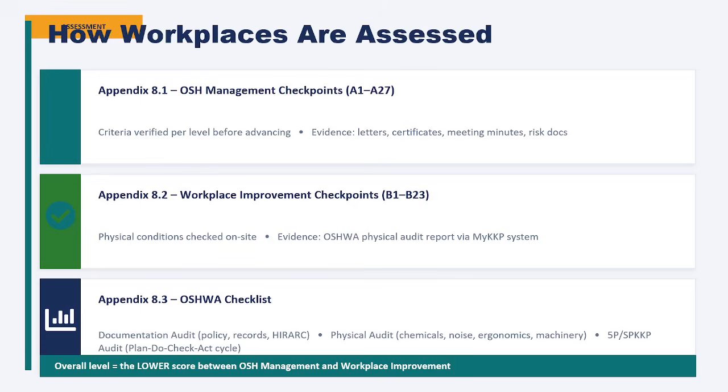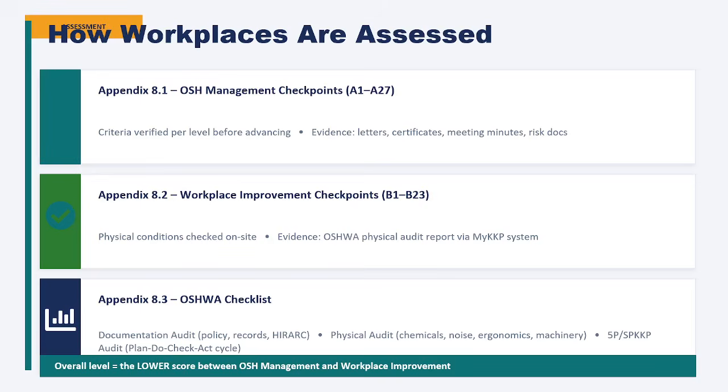How does DOSH actually verify that a workplace has reached a particular level? They use 3 checklists found in the appendices of the guideline. Appendix 8.1, OSH Management Checkpoints. These are the management side criteria organized by level. Each checkpoint has a yes-no answer and a guidance column showing what evidence is required.